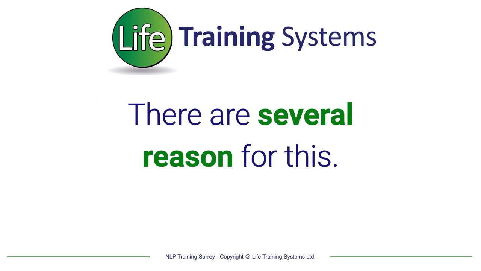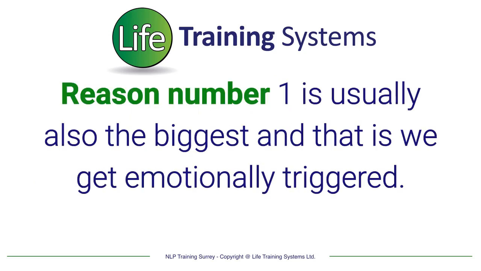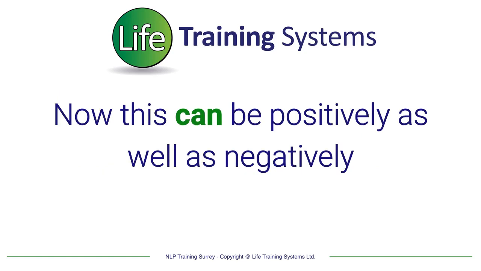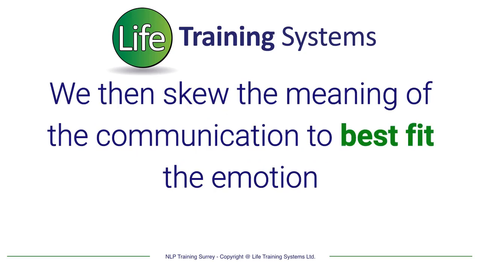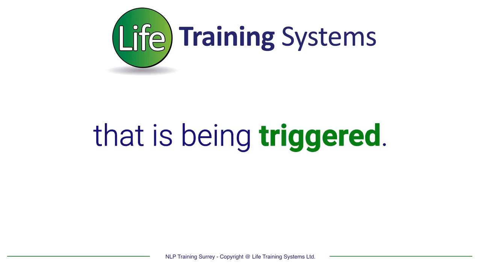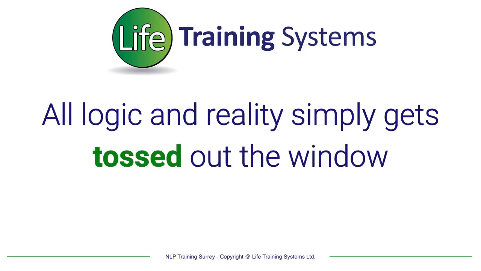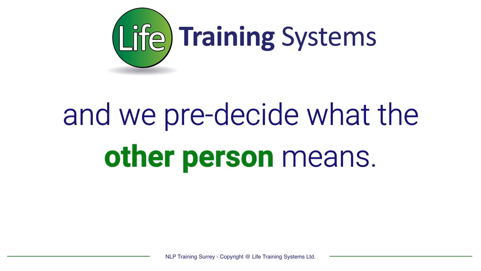Now, there are several reasons for this. Reason number 1 is usually also the biggest reason, and that is we get emotionally triggered. Now, this can be positively emotionally triggered as well as negatively emotionally triggered, but generally speaking it tends to be negative. We then skew the meaning of the communication to best fit the emotion that's been triggered. And it's at this stage that all logic and reality simply gets tossed out of the window and we pre-decide what the other person means.